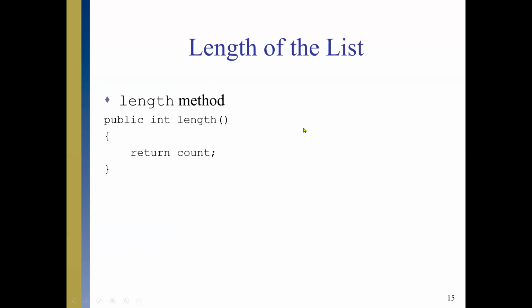So the next method is to return the length of the list. The length of the list will be the number of nodes we have. As we said earlier, the count variable is keeping track of that. So here we just return the count.